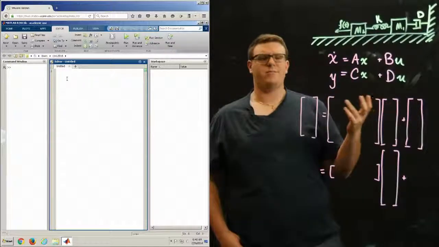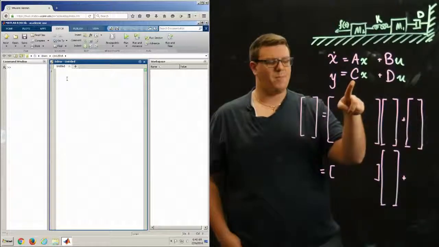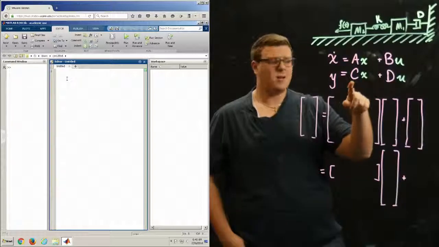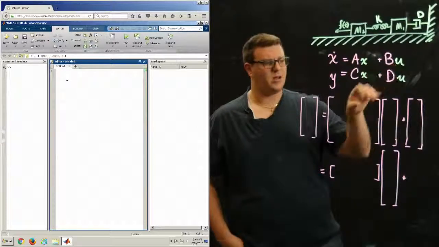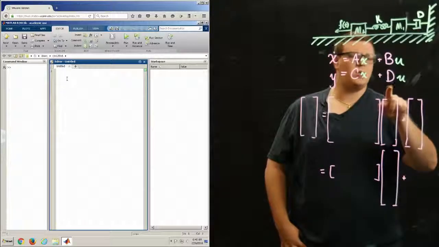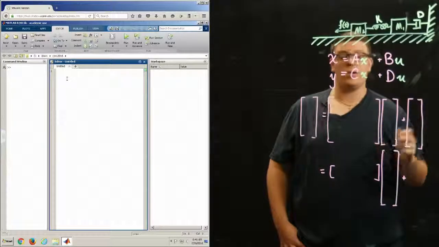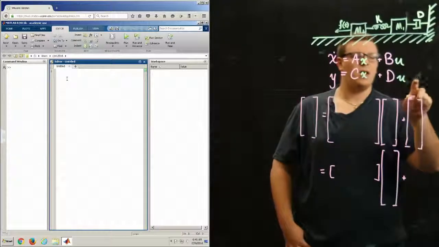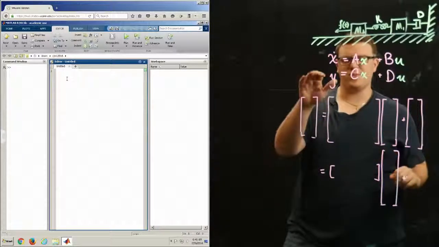But if you have, say, q outputs, this would be n by q, or sorry, q by n, so that this is an n and you get a q on the output. And this would be q by 1, or q by p, so that you can get your same number of outputs for inputs here.